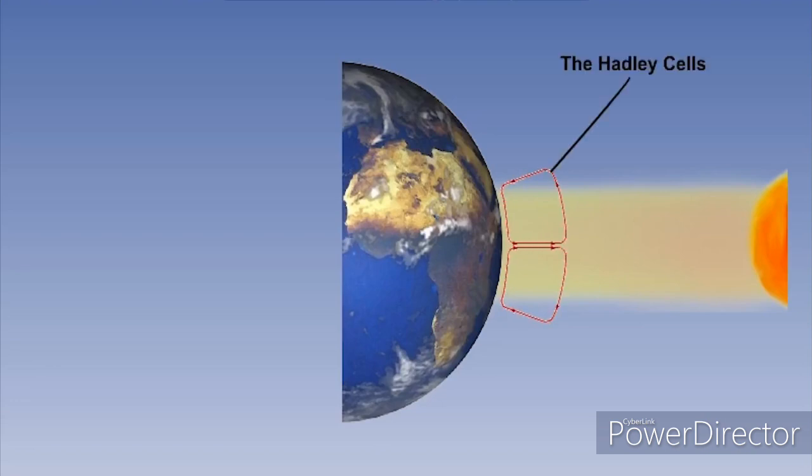These are called the Hadley cells. They are the warm air circulation cells that will always be centred around the point of maximum heating, in this example, the geographic equator. But remember, the point of maximum surface heating moves north and south throughout the seasons.